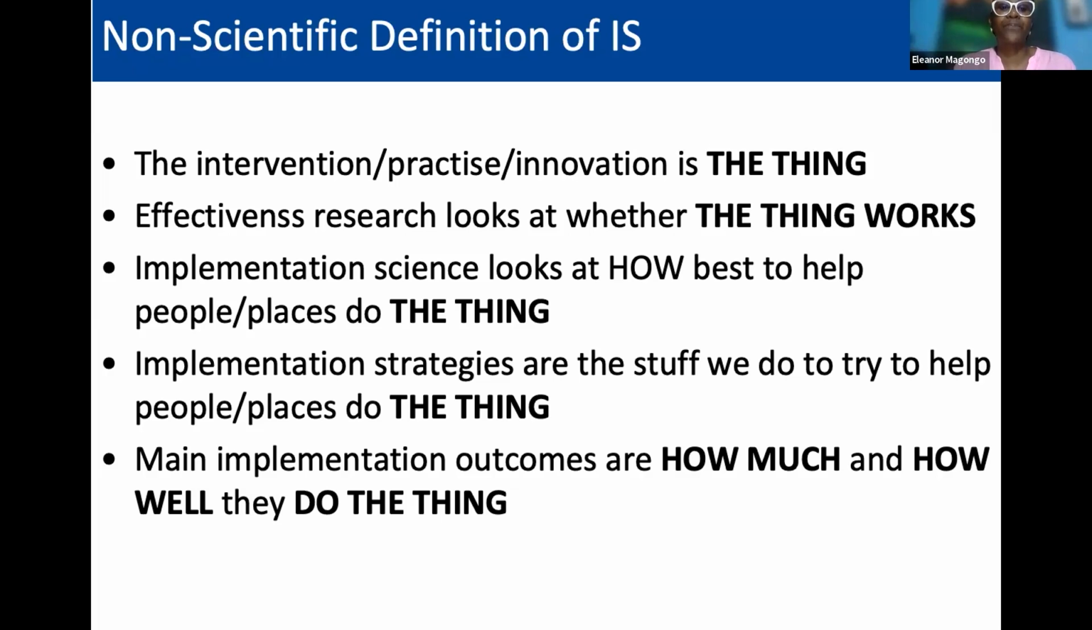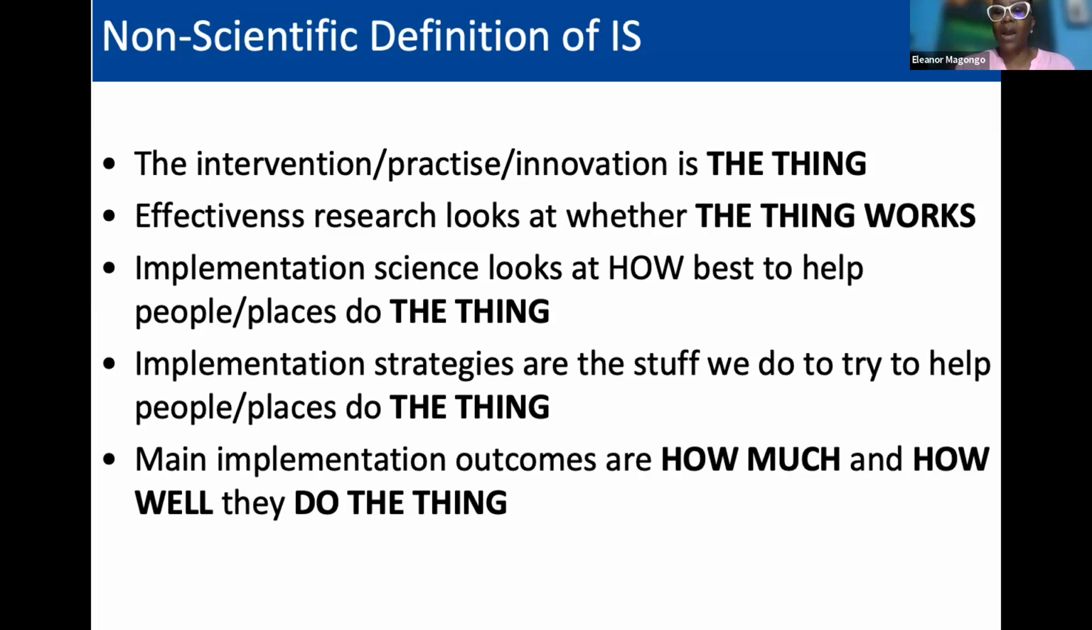While effectiveness research looks at whether the thing works. So when you're doing effectiveness research, which I think is what we are doing a lot within the Penta network, you have this drug that has been taken through the different stages, and you want to find out, is it effective? Implementation science, on the other hand, looks at how best to help people and places do the thing.